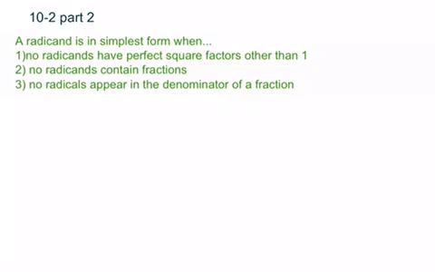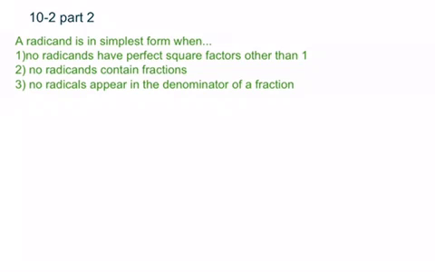So we looked at how to eliminate those perfect square factors, whether they be numbers or variables. And so we looked at the process of simplifying those. So now we're going to look at number 2 here. No radicands contain fractions. So for example, what that means is this.